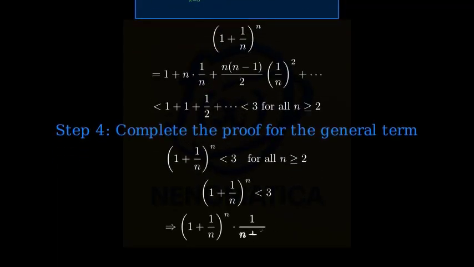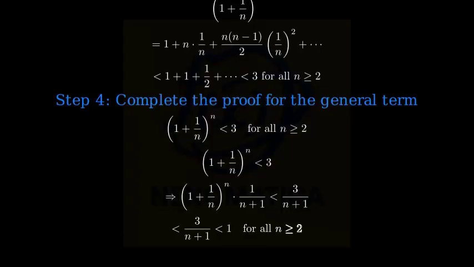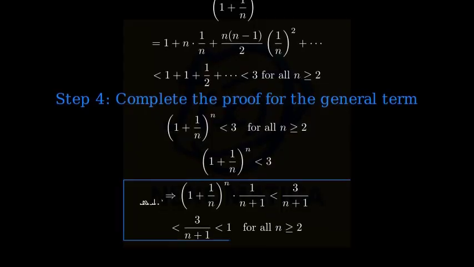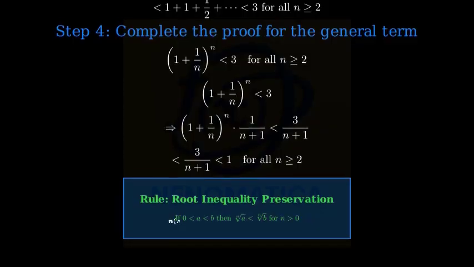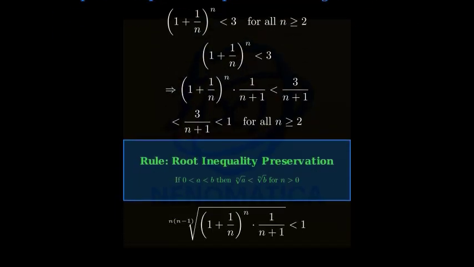We multiply both sides by 1 over n plus 1. Since n is at least 2, the right side is less than 1. Taking the positive n times n minus 1th root preserves the strict inequality, giving us our desired result.